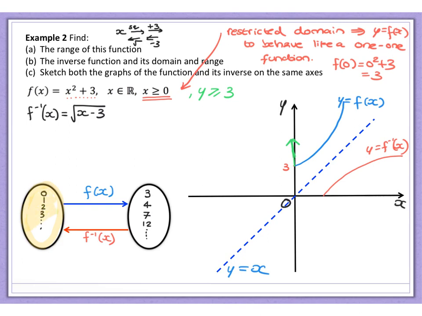So I've shaded in yellow the domain of f of x and its range in green. But hopefully we can then see that the domain of the inverse function is this range of the original function, 3, 4, 7, 12. So our inverse function, we can write in its domain, x is a real number, but x must be greater than or equal to 3. And we can see that from the graph. We can fill in this value of 3 here.